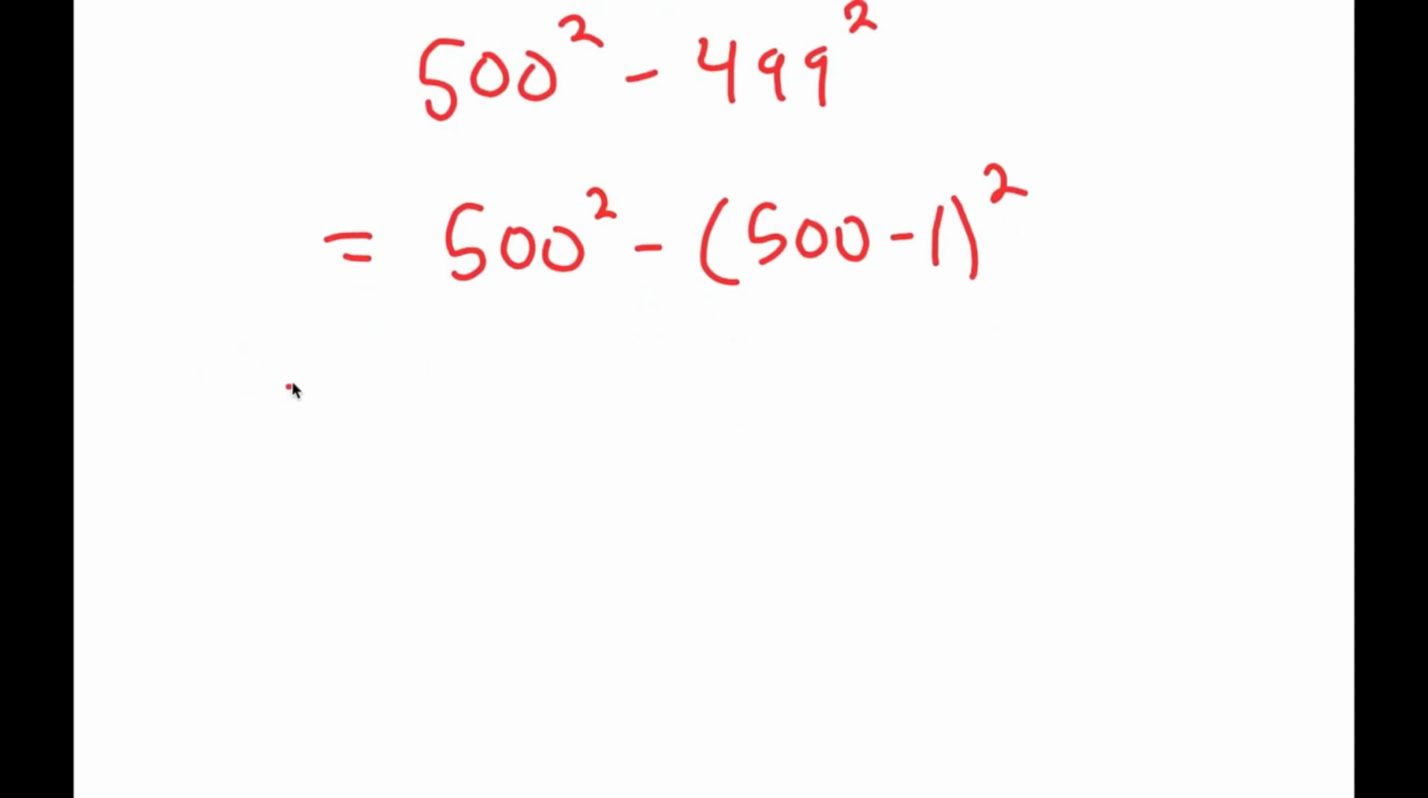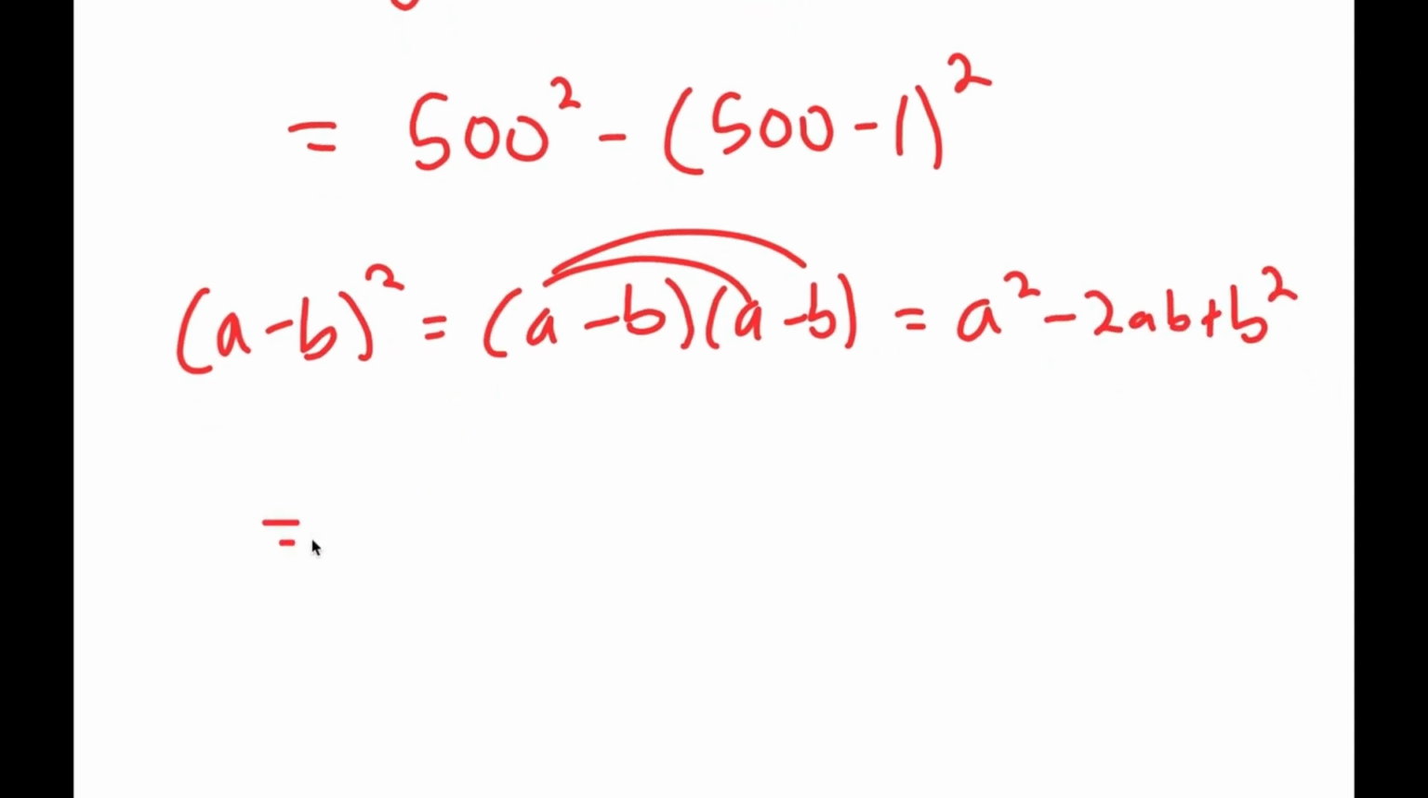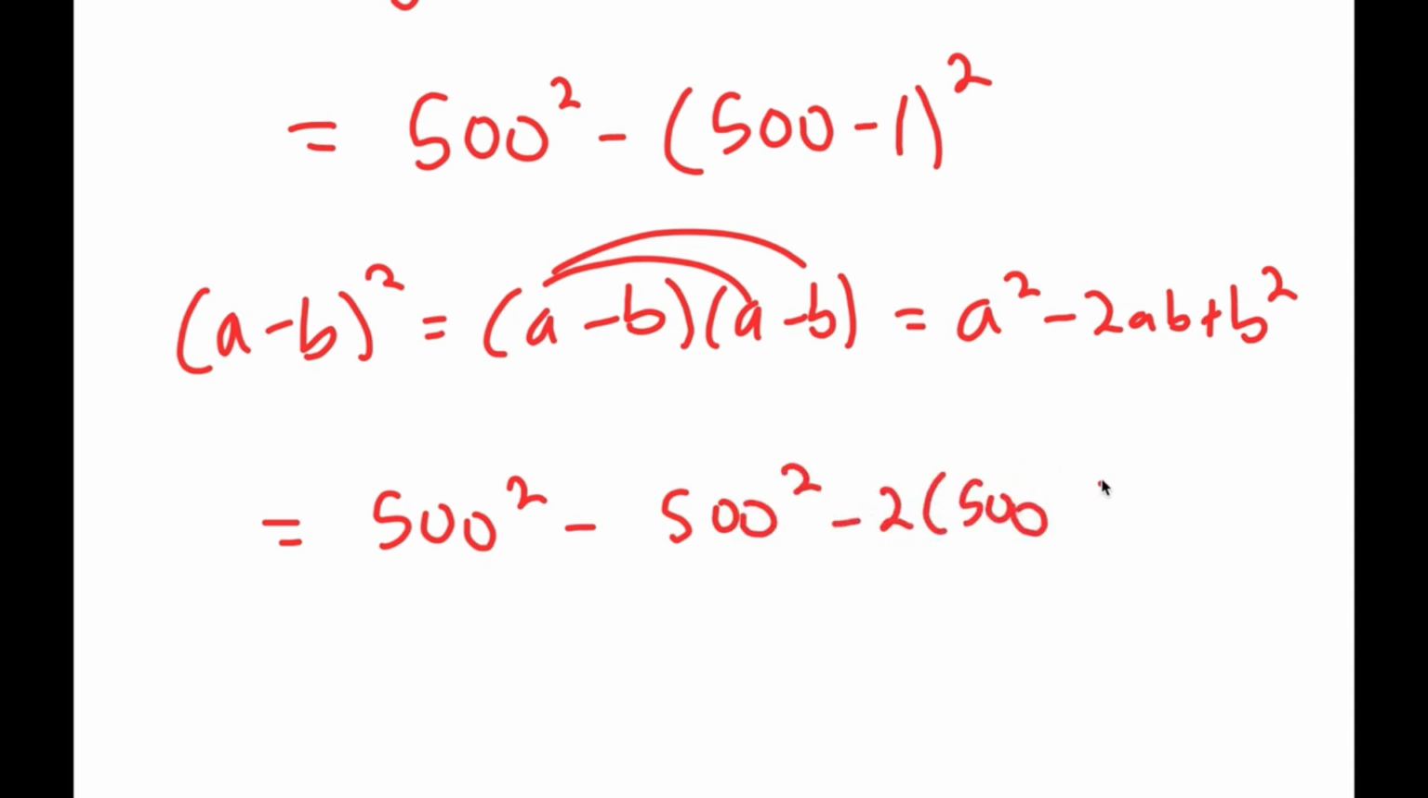Now, if I have something in the form a minus b squared, this is equal to a minus b times a minus b, which is equal to, if I factor this out, a squared minus 2ab plus b squared. So this is going to turn into 500 squared minus 2 times 500 times 1 plus b squared, which is 1 squared.